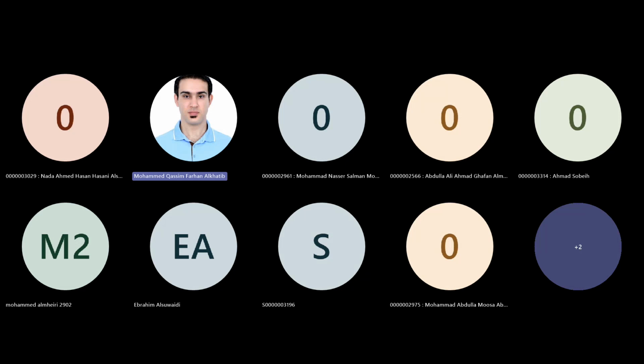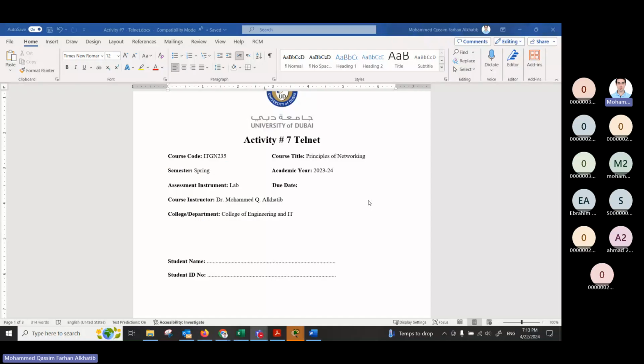Recording has started. Perfect. So Telnet basically is remote access. Now, what do we mean by remote access? Basically, the router, what we see, like if you open Cisco Packet Tracer.